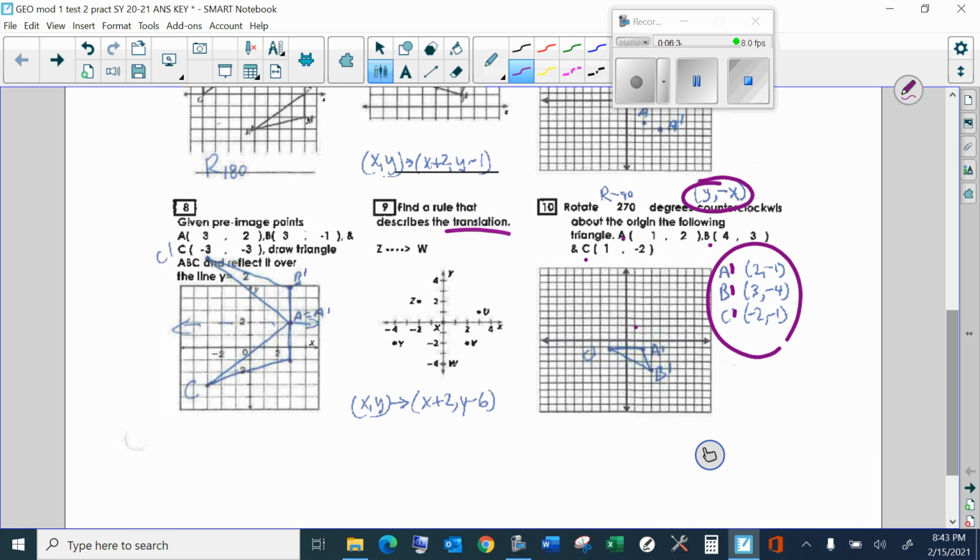See, it's 1, 2, 4, 3, 1, 2, 3, 4, 3, and 1, negative 2. Okay, I'm rotating that 270 degrees or negative 90 degrees. So since these two are in quadrant 1, they're going to end up in quadrant 4, which is these two right here. That one's in quadrant 4, so I go over to quadrant 3, and there it is right there to reconnect them. Okay, so that makes sense. They rotated one quadrant clockwise.